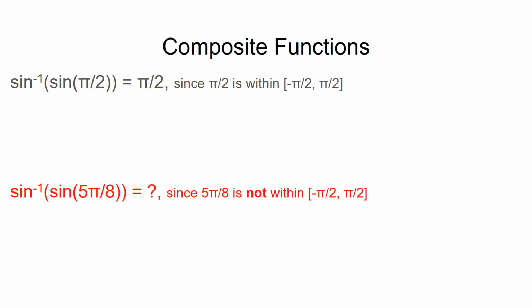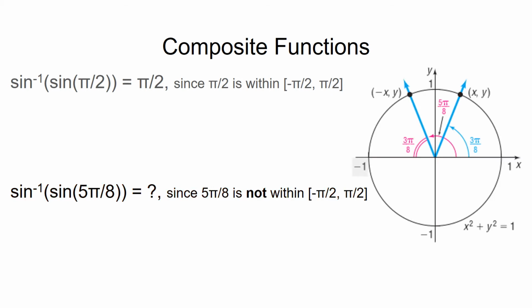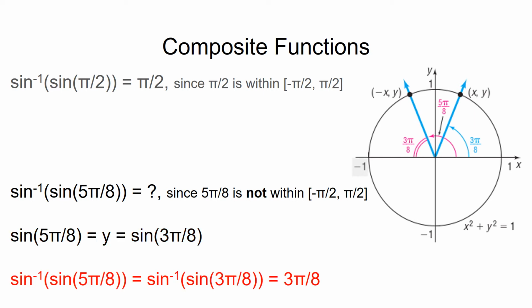But what happens when the argument is outside the interval? Let's take a look at the unit circle. The angle 5 pi over 8 is marked in pink. We see that the sine of this angle is y. That's also the sine of 3 pi over 8, an angle marked here in blue that is within the permitted interval. So we will use the sine of 3 pi over 8. We substitute it into the expression, and the result is 3 pi over 8.